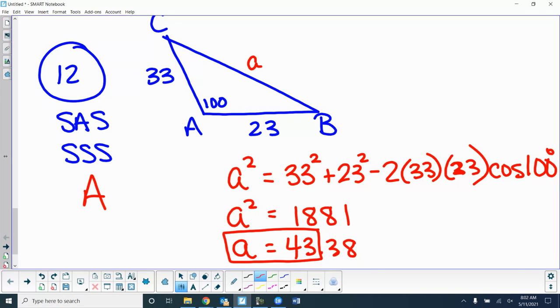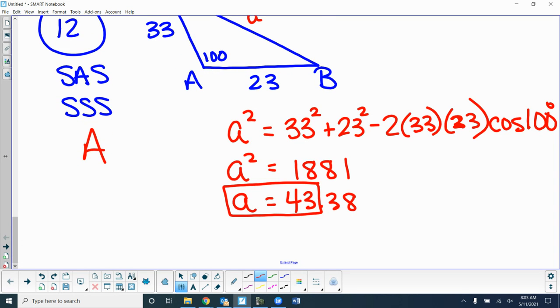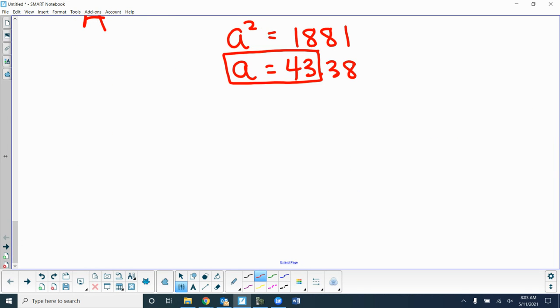Questions, law of sines or cosines? Okay, so 9, 10, 11, 12. 9 and 10, law of sines, 11 and 12, law of cosines. Okay, 13 is long division. Haven't done that for a while. The stuff we've gone over so far has been some of our most recent stuff.